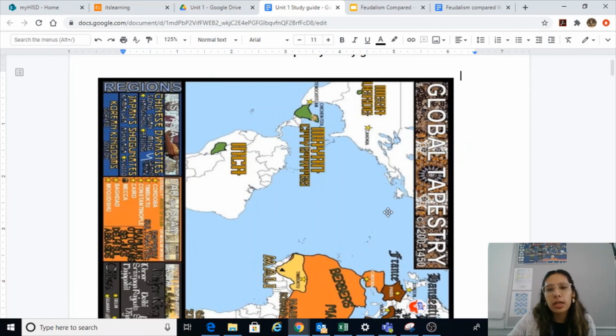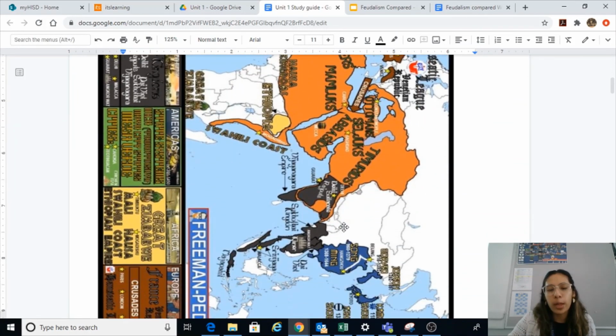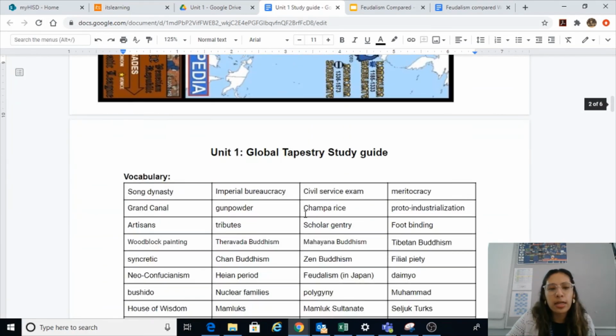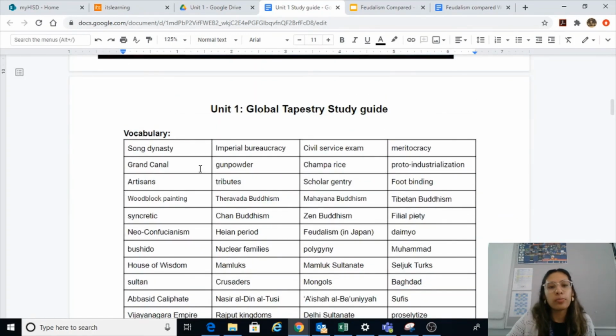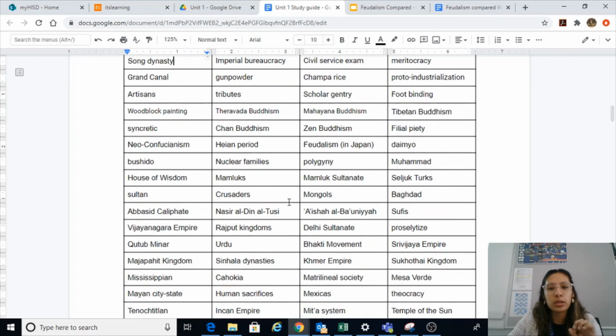So it basically has a map of everything that's happening. And I got this from Freemanpedia. I'll link it below. At the end of the study guide, it has all of the vocabulary that we have covered. It's a lot, I know, but some of your classmates did present wonderful definitions for a lot of these vocabulary terms. So go ahead and look back on those definitions, because some of y'all did a great job on the vocab for this unit. Y'all did such a great job.